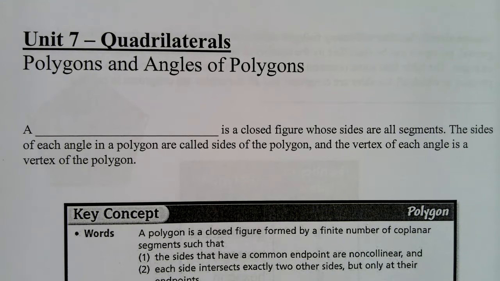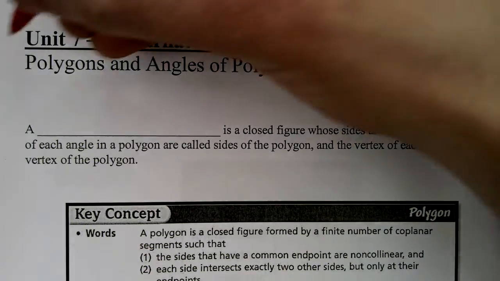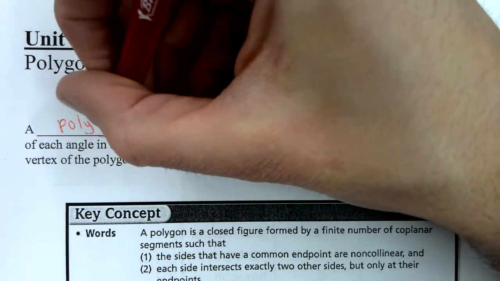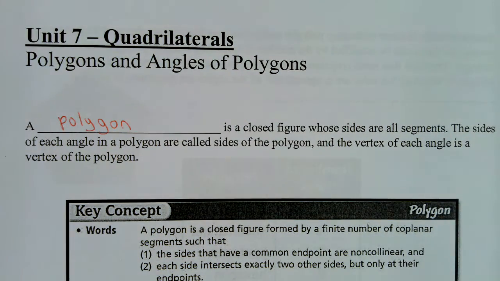So this first definition, and we've talked about this before. I believe we talked about it in the similarity and congruence units. This first definition is polygon. A polygon is a closed figure whose sides are all segments. So no curves, no openings. The sides of each angle in a polygon are called sides of the polygon, and the vertex of each angle is a vertex of the polygon.